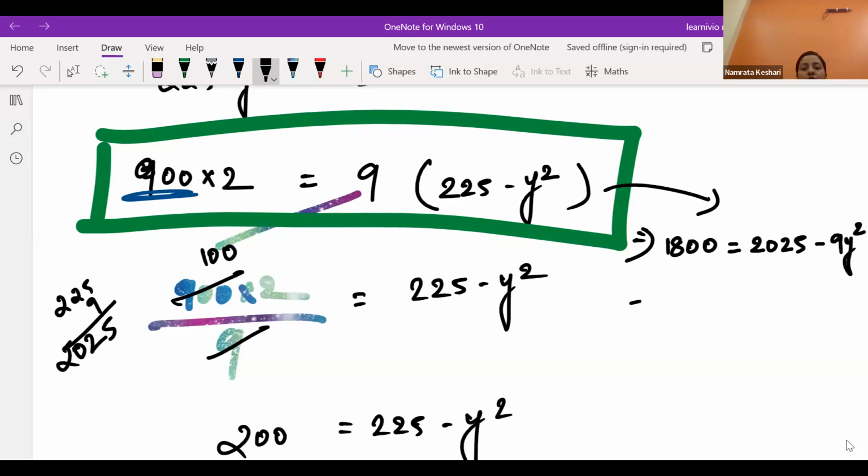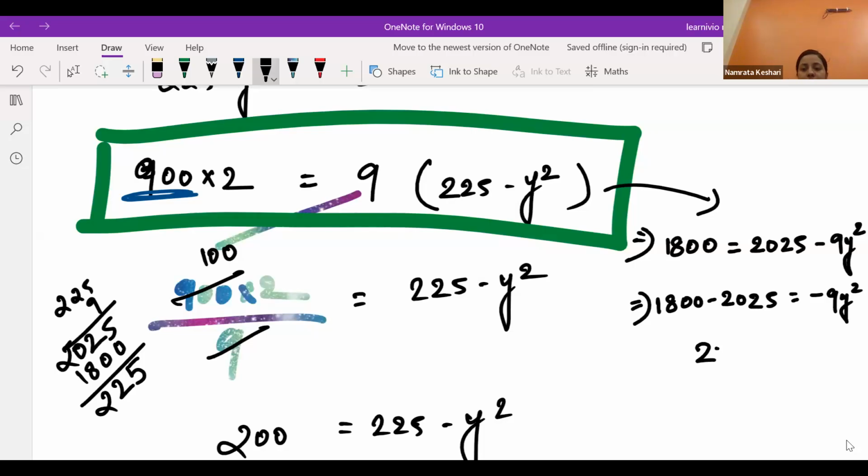This 2025, if you take it to this side, you will be having 1800 minus 2025 equals, be careful, minus 9 y square. Okay, 2025, 1800. Integer chapter you have learned so well. If you are subtracting a bigger number from a smaller number, no worries. We will be getting minus 225. Are you getting it? Everyone, is it crystal clear so far?